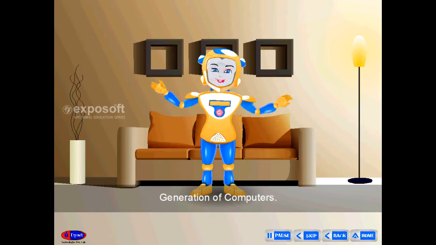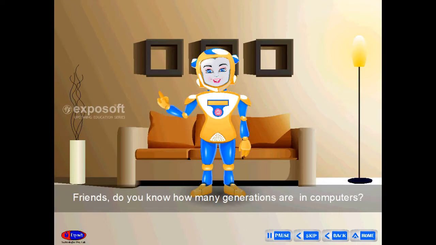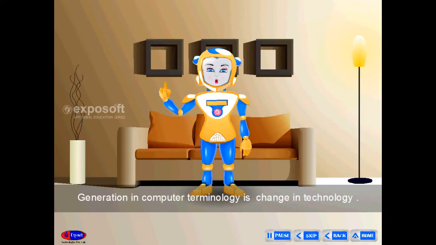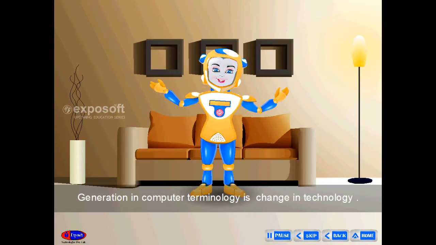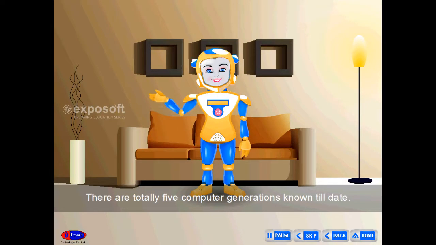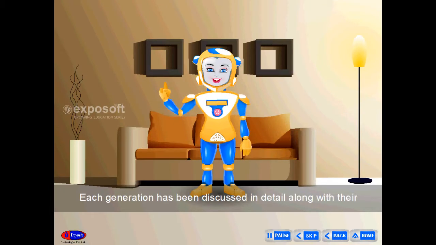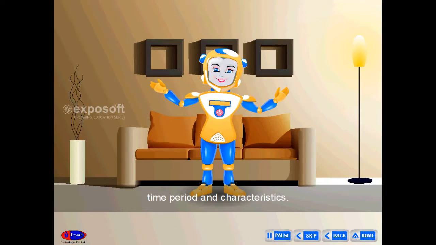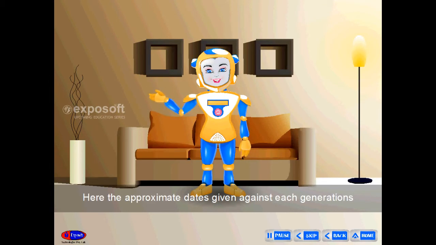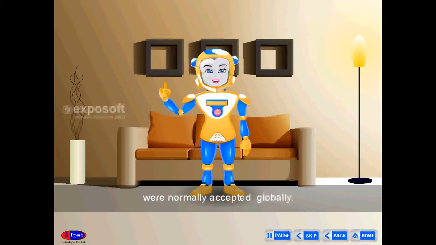Generation of computers. Friends, do you know how many generations are in computers? Generation in computer terminology is a change in technology. There are totally 5 computer generations known to date. Each generation has been discussed in detail along with their time period and characteristics. Here, the approximate dates given against each generation are normally accepted globally.